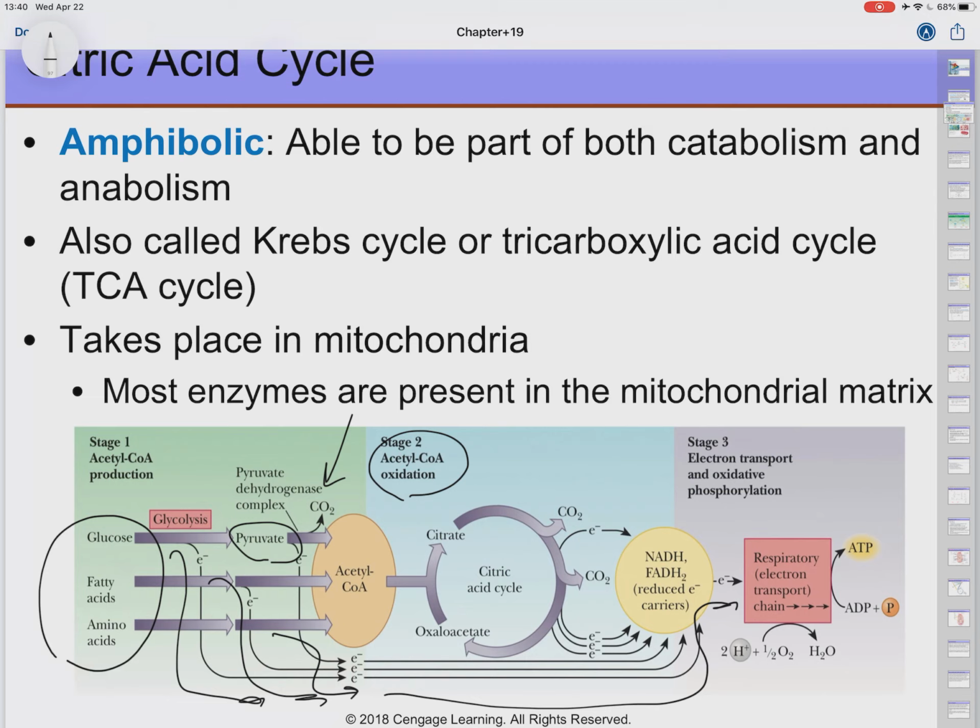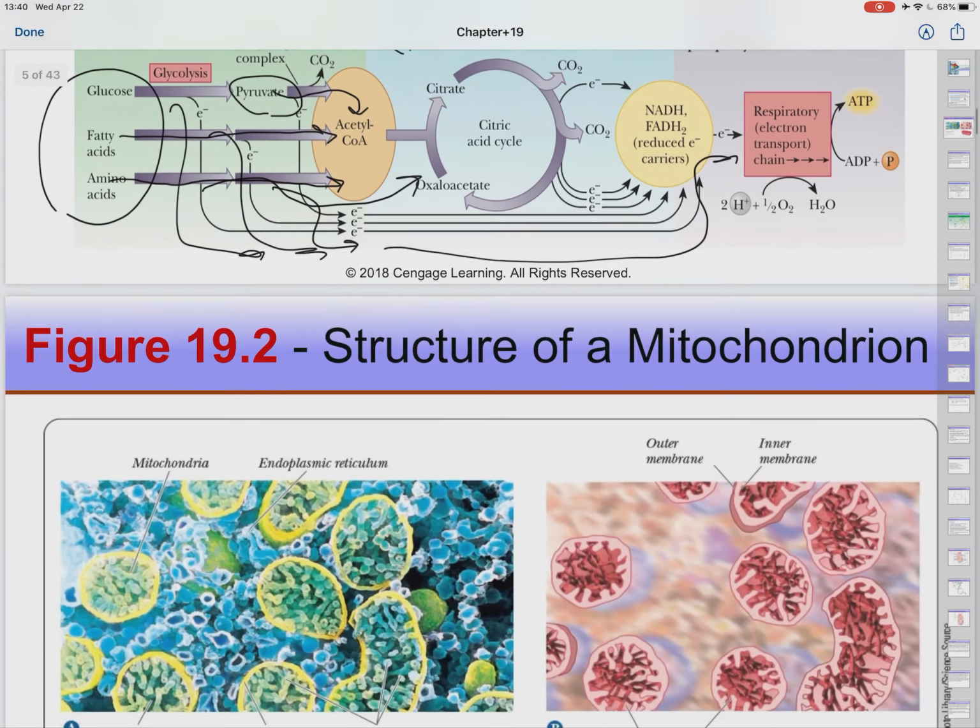Most of our amino acids, fatty acids, and glucose can enter into the citric acid cycle either by being converted into pyruvate and pyruvate into acetyl-CoA, being broken down into acetyl-CoA directly, or being broken down into some intermediates that eventually become acetyl-CoA or enter into some of the intermediates of the citric acid cycle. And so this really is the central hub of metabolism. You know, all roads lead to the citric acid cycle.